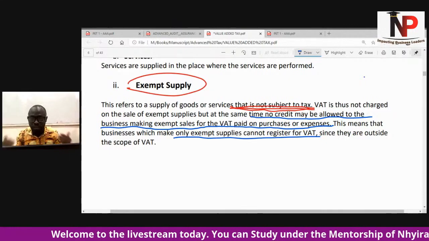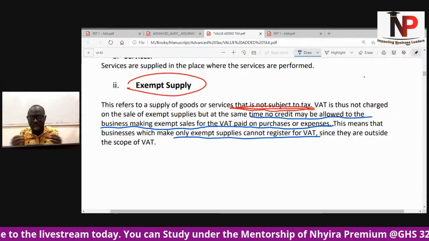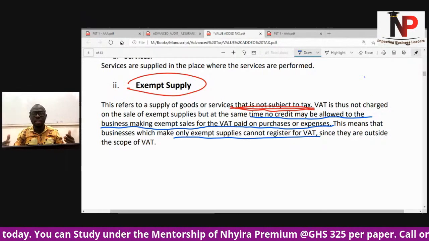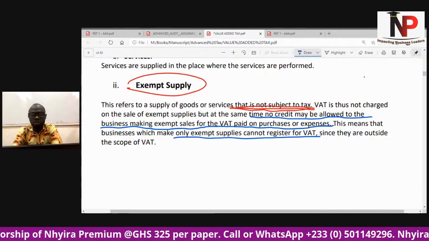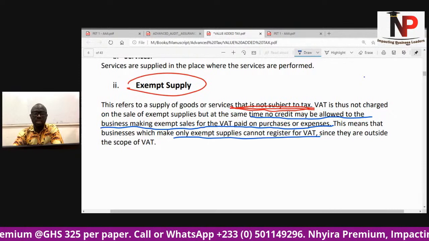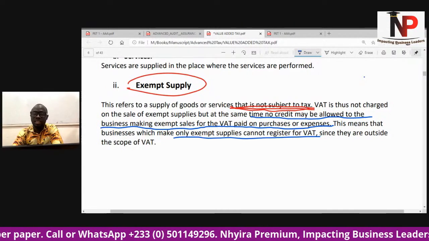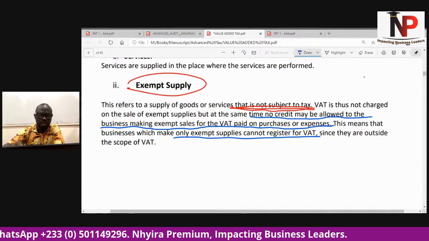That's it. So if we are a business or we have an organization and the only thing we do is exempt supply, it means that we cannot what? Register for VAT. Definitely, we cannot register for VAT. That is the thing you need to understand in there.